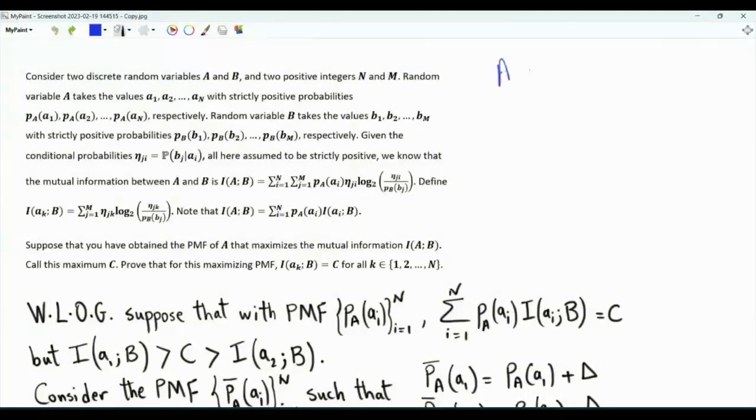This is an information theory problem. We have two discrete random variables, A and B, and we are interested in the maximum mutual information between A and B. A takes the values from A1 to AN with these probabilities, and B takes the values from B1 to BM with these probabilities.